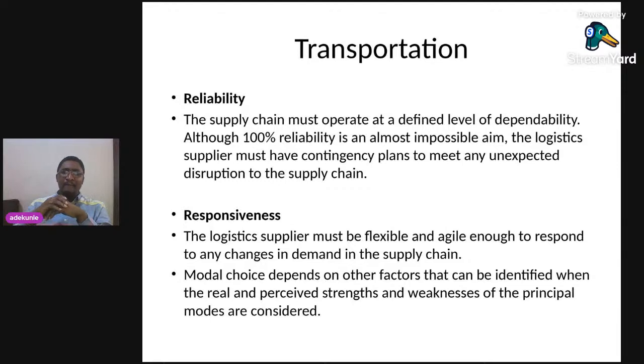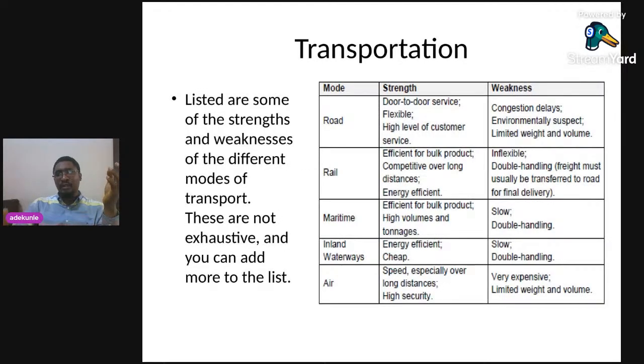Of course, for you to be responsive, then mode choice will come on board. And mode choice will depend on other factors that we'll identify in our next slide, on whether you want to trade off responsiveness, reliability, and availability. If you look at this chart, it lists the different modes of transport, their strengths and their weaknesses. So this will influence who will choose what, how you want to choose a mode based on the weakness or the strength of each mode.